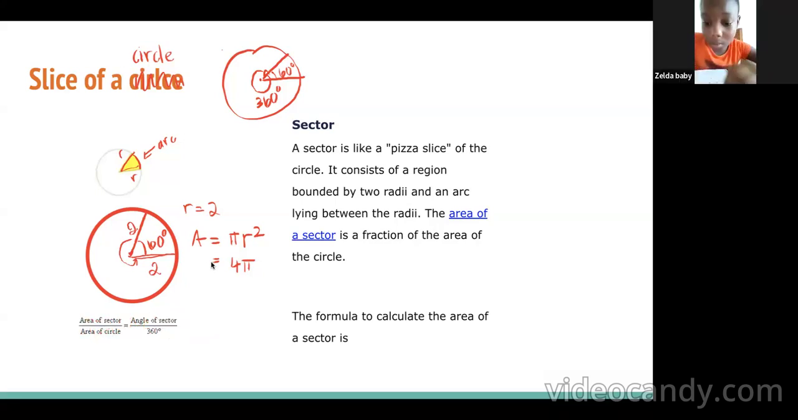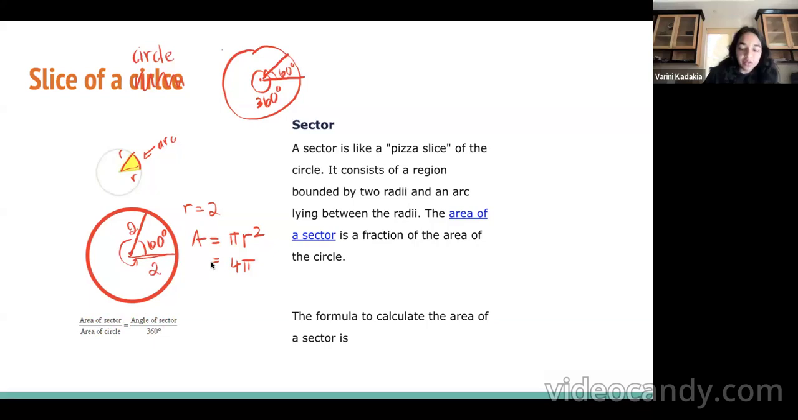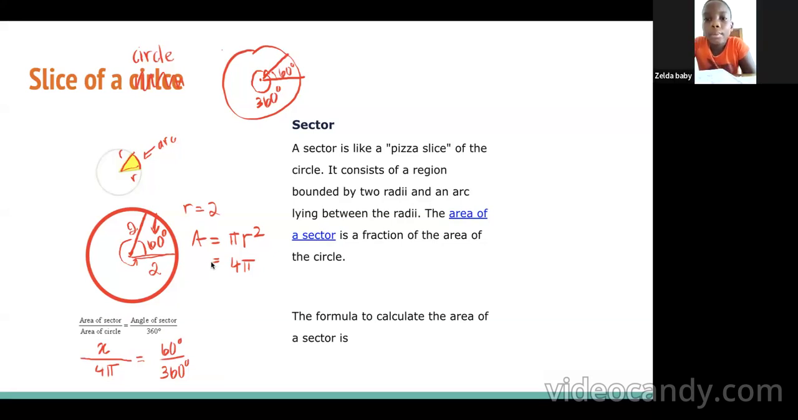So basically what it's saying is that if you want to find the area of the sector, it's going to be x over the area of the circle, which we found was 4 pi. And this is going to be equal to the ratio of the angle of the sector, which is in this case 60 degrees, over 360. And you just solve the proportion to get that x would equal 4 over 6. Does that make sense? Yes. This one makes sense.